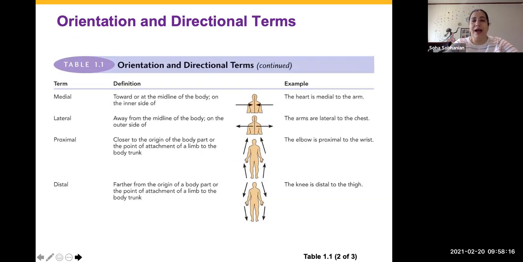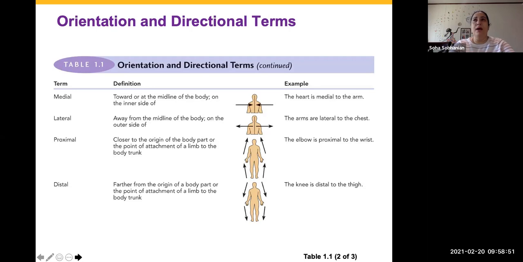Next set of vocabulary we have is medial versus lateral. Medial, you should automatically think about middle, right? So draw a line in the middle of your body. If you're moving closer to that line, that's medial. If you're moving away from that line, that's lateral. So think about your heart and your lungs. Your heart is in the middle compared to your lungs. So we say your heart is medial to your lungs, or your lungs are lateral to your heart.